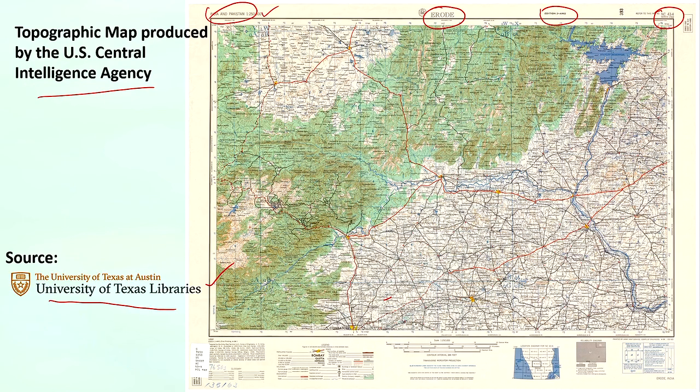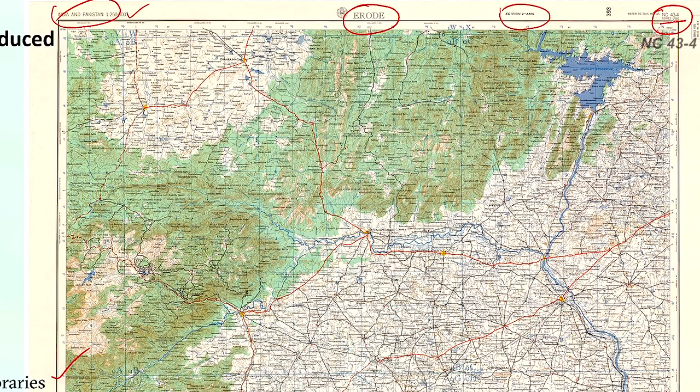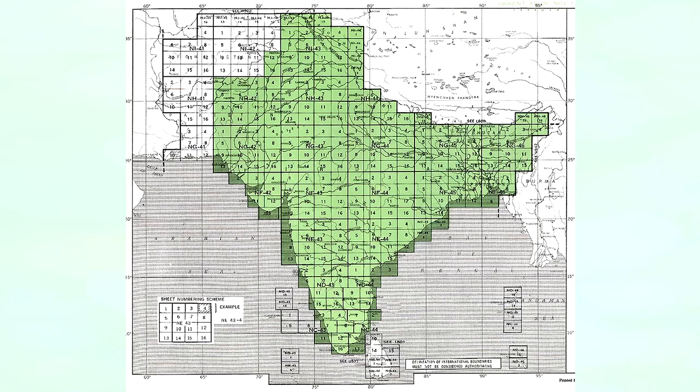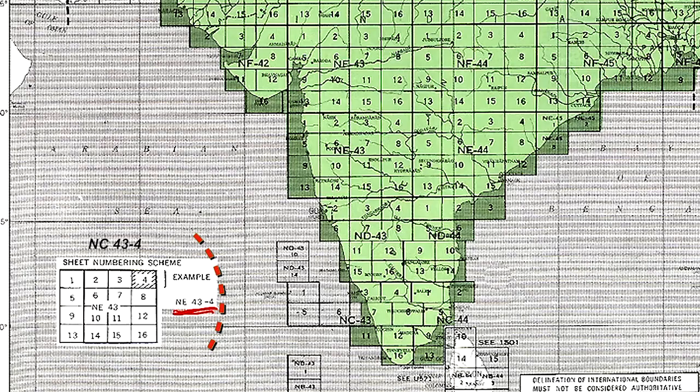Okay. Now here you saw, for example, the topo sheet number NC 43-4. How did they number? For example, if I want to say NC 43-4 means, see, for India, the United States Central Intelligence, they have one special grid system like this. In that, NC 43 is the primary grid.